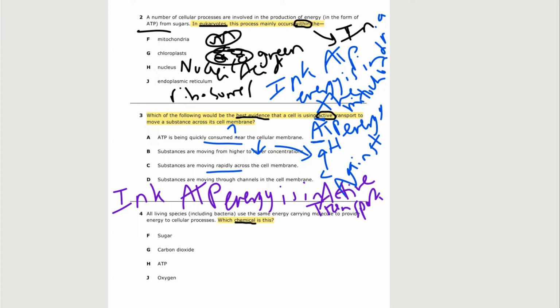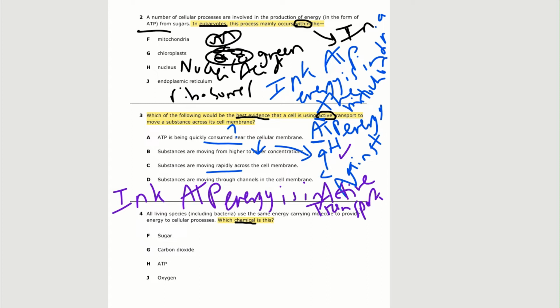Remember, what did I write up here? I wrote high to low. I didn't write low to high. I'm sorry, I wrote low to high. I didn't write high to low. So B is wrong. There was nothing that said against. Just to move fast isn't always the answer. ATP would have been the best, even though consumed is kind of interesting to me too.